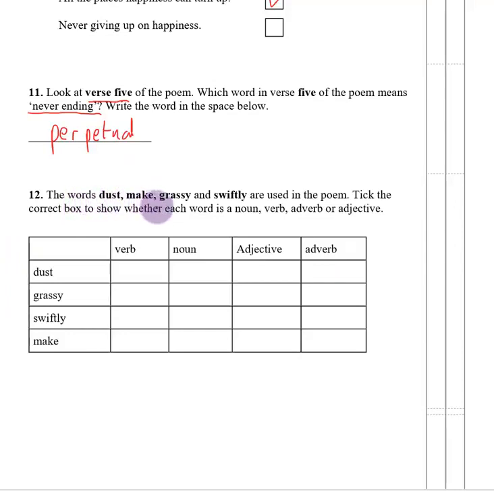So the words dust, make, grassy, and swiftly are used in the poem. Tick the correct box to show whether each word is a noun, verb, adverb, or adjective. So if you're not sure on one, leave it and do this by process of elimination. So we've got our ly, which always indicates nearly always, I should say, adverb. Okay. Then we've got our grassy. I'm going to put that as our adjective. And then make is a verb. It's something that you do. And finally, dust in this instance is a noun. Only put one tick in each row.